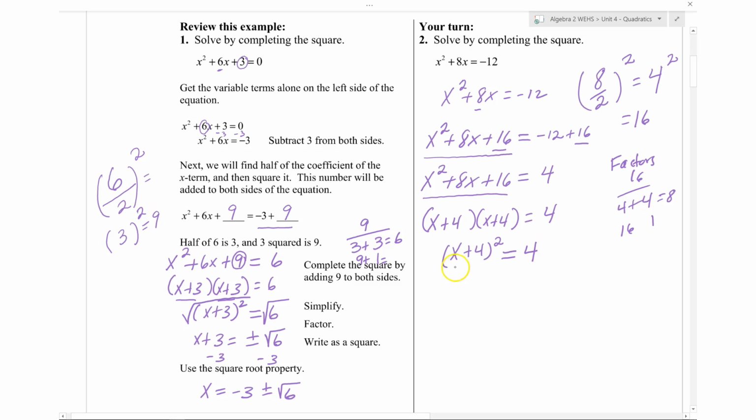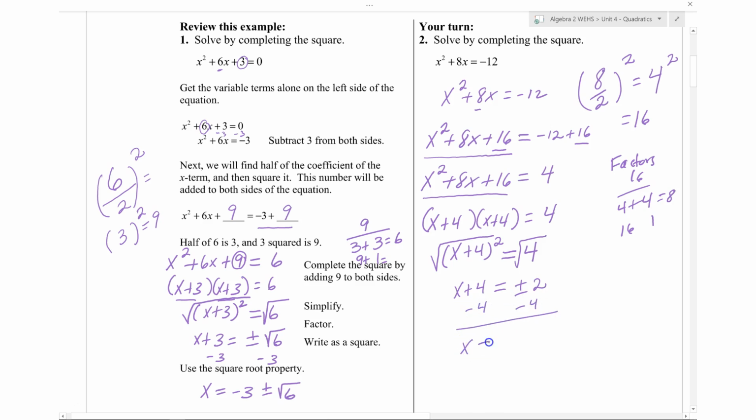And you notice we have x plus 4 to the second power. To solve for x, we're going to go ahead and get the square root of both sides. And we're going to have x plus 4 is equal to plus or minus 2. We subtract 4 from both sides.